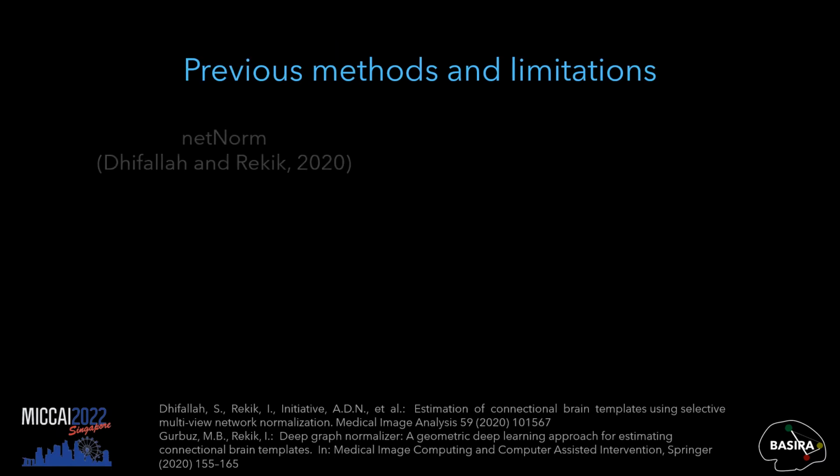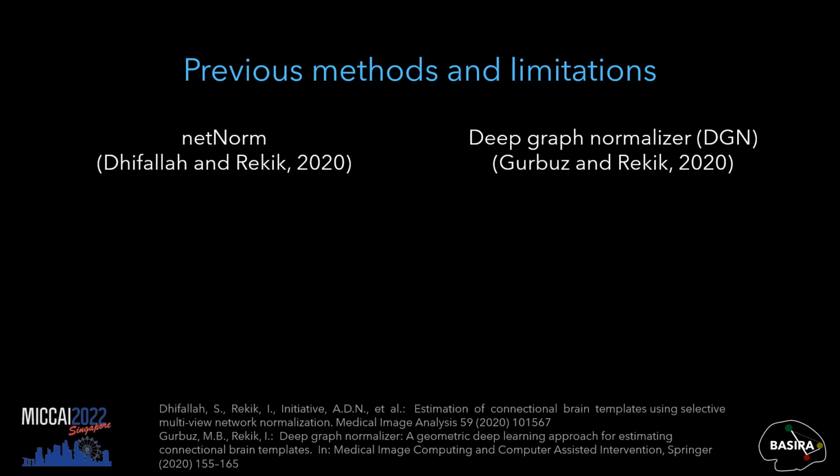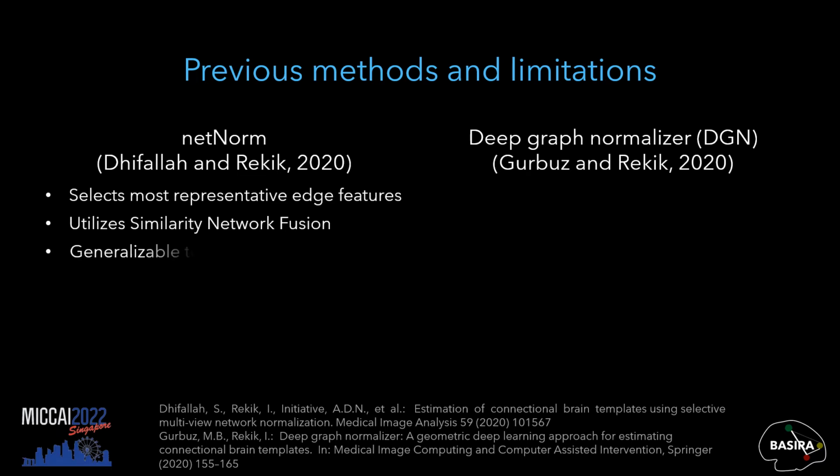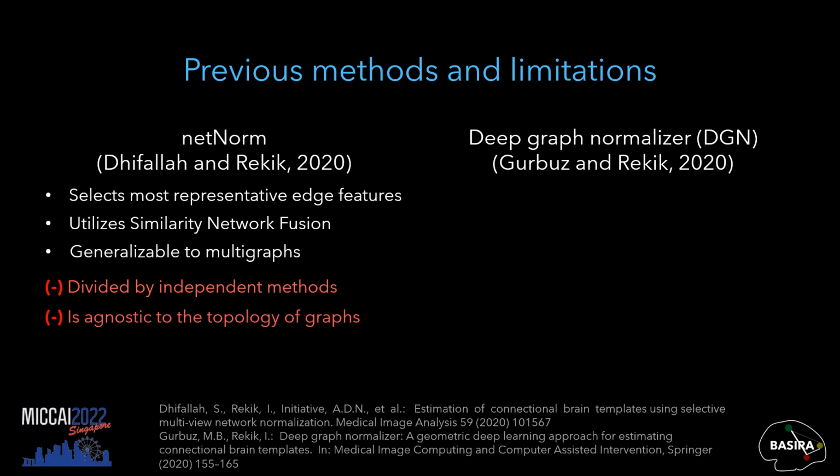Previous methods for creating a graph representation for a multigraph population are NetNorm and DGN. For the representative CBT estimation task, DGN is the state-of-the-art method. NetNorm uses a nonlinear fusion method to integrate the most representative edge features. Despite having promising results, it is prone to accumulate errors because of independent methods. Its vectorization method is agnostic to brain network topology.